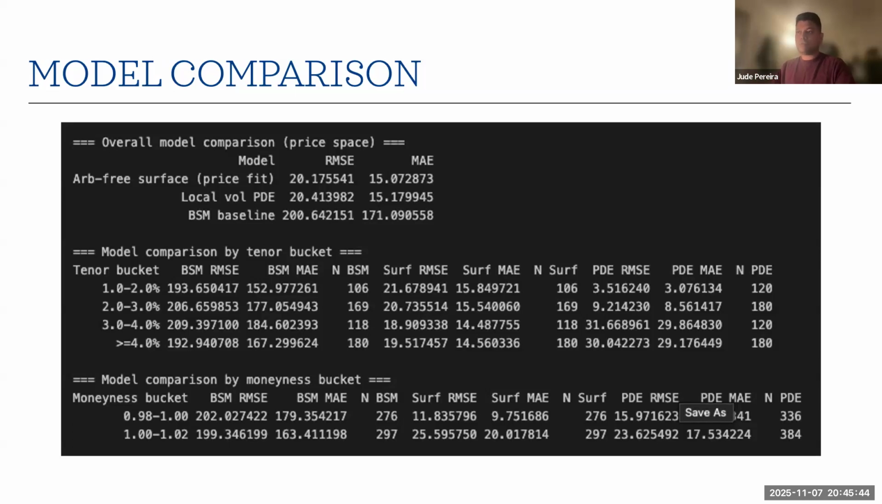We can also look at the model performance by tenor bucket. Tenor is essentially the time to expiry. And the moneyness bucket, moneyness basically tells us how close we are to the strike price. So we can see that on average, the RMSE, which is the error, is less than the BSM for all the bins in each of the buckets.